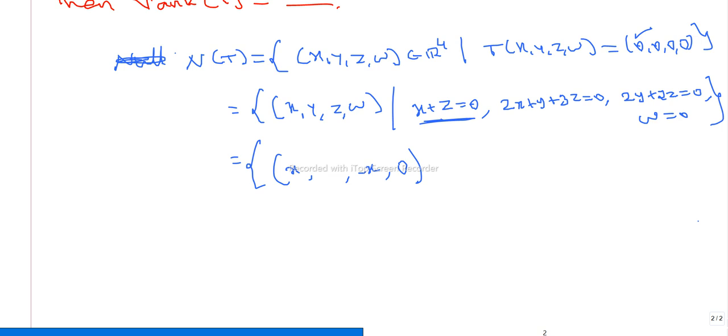Now I can cancel z; I can write z equal to minus x from this first equation. Now even look at the third one, you can cancel 2, we get y equal to minus z. But minus z is nothing but x, because x plus z equal to 0. Therefore we can replace y by x.